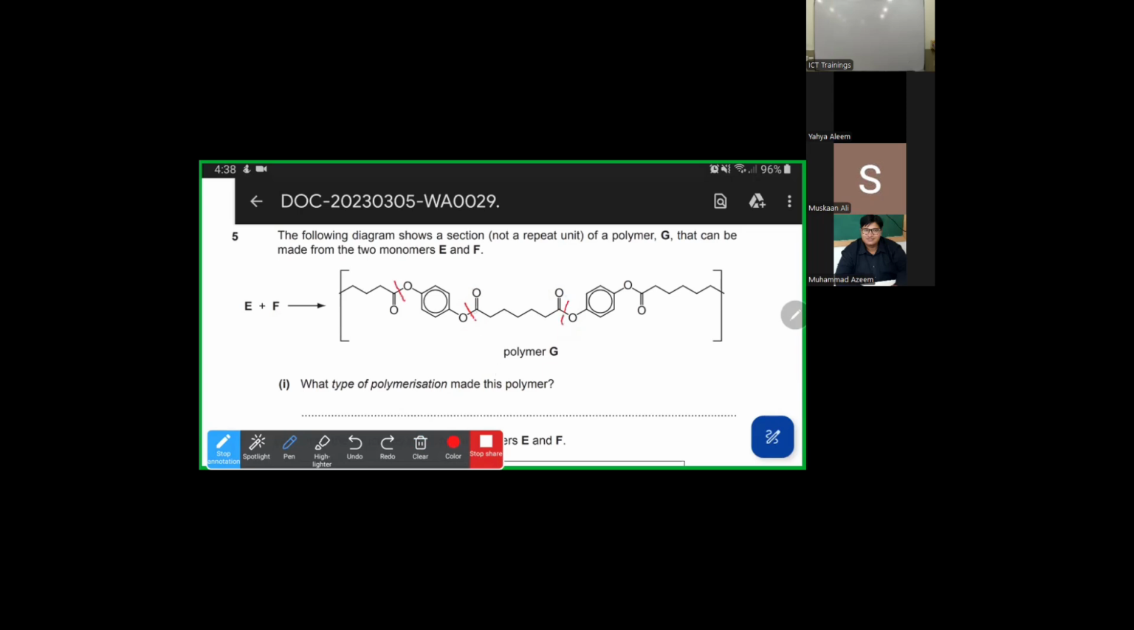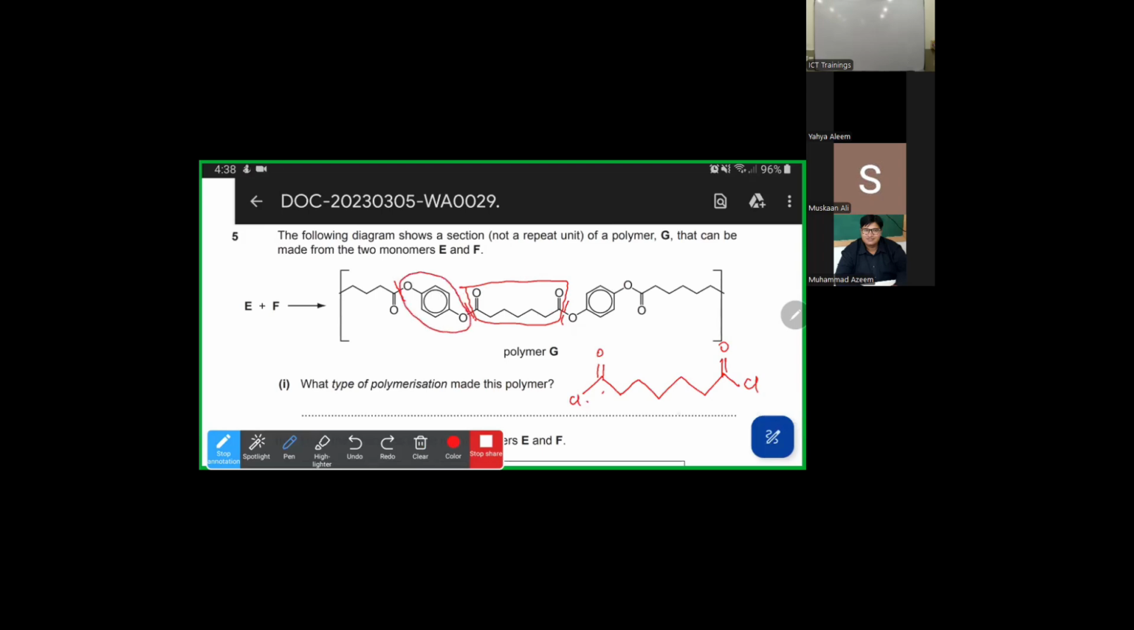Okay. So one of the things is this one. Draw this one. C double bond O. 1, 2, 3, 4, 5. C double bond O. With each C double bond O, put the Cl. This is diacyl chloride. And the next monomer is this one.